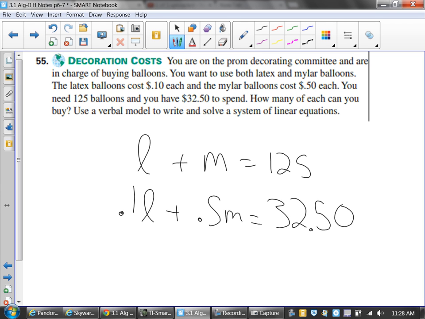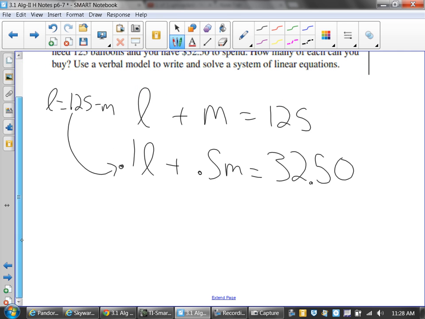I'm going to let L equal, and substitute here. See what I'm doing here? Getting L by itself and using substitution. So I have 0.1 times 125 minus M plus 0.5 M is 32.5.